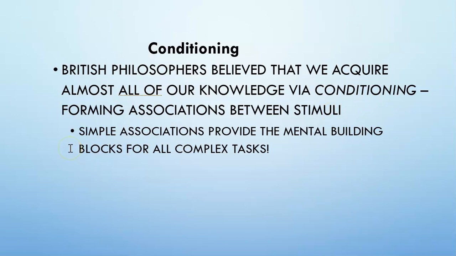We see this in simple associations providing the mental building blocks for all complex tasks. This will be riding your bike, learning in class, learning how to behave in a social setting. Really any and all complex tasks that we have as humans, and as animals, because we'll see examples of conditioning in other animals. All of that is based on forming a relationship or association between stimuli.